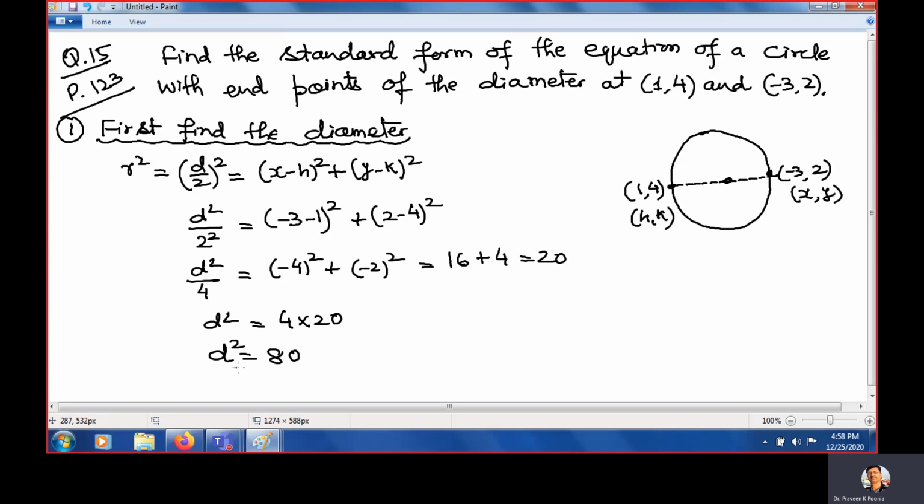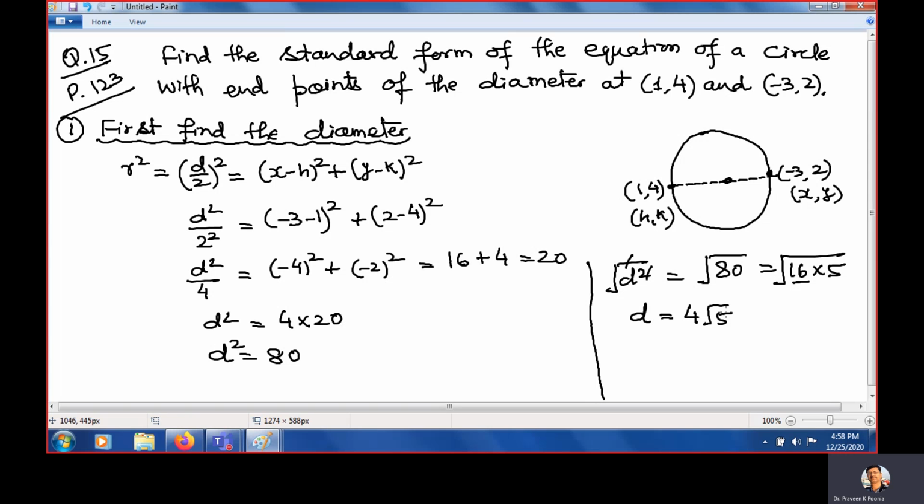Okay. So what is the value of diameter? d square is 80. Understand? Now, if we want to find the value of diameter, you need to take the square root. It is square root 80, and square root 80 can be written as 16 times 5. Take the square root of 16, it is 4 square root 5. So the diameter is 4 root 5.